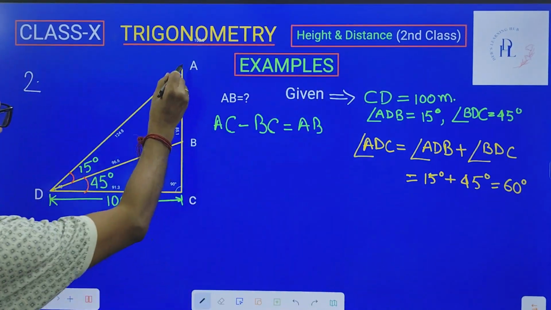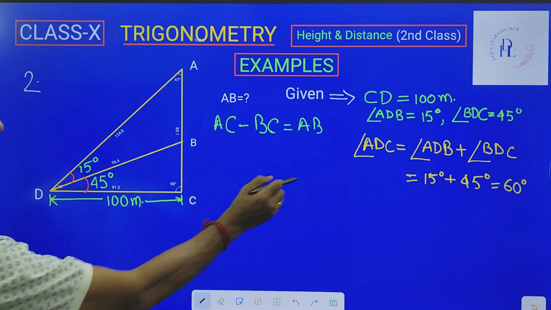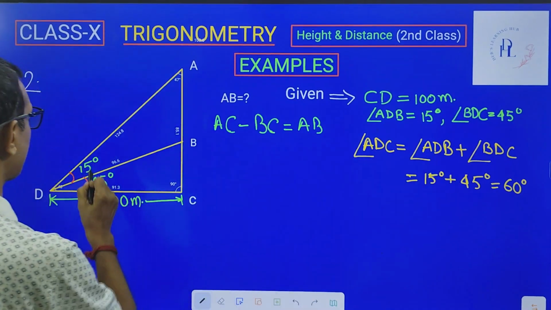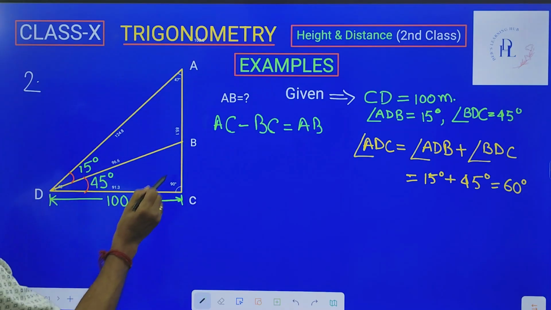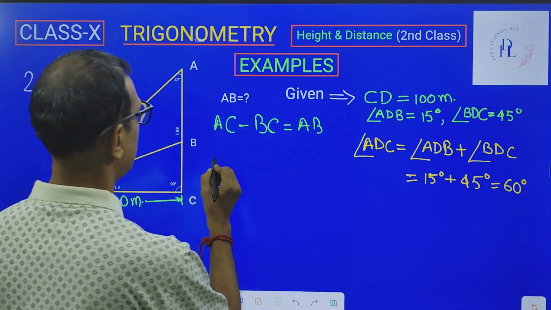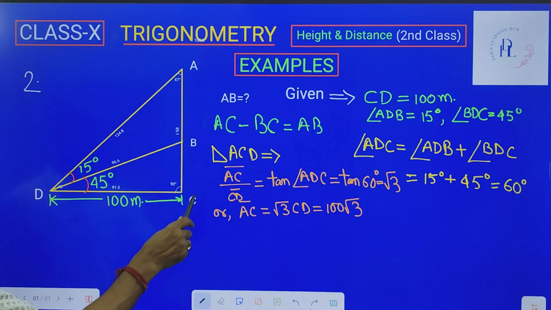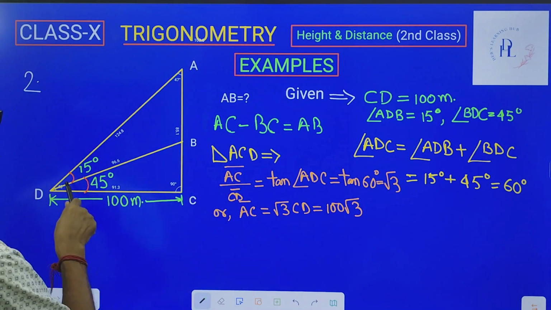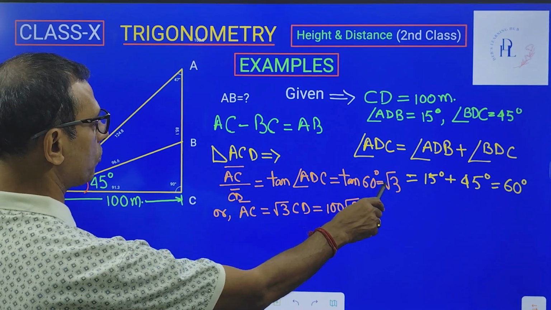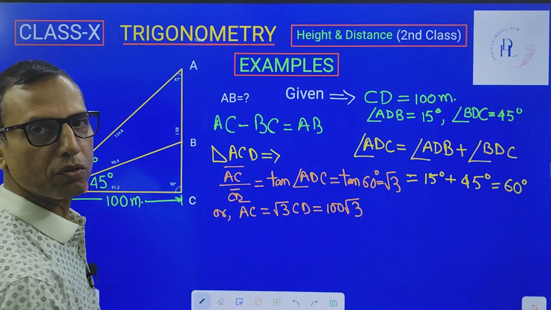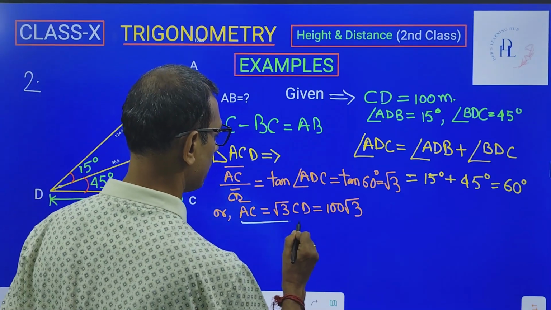So what is the value of angle ADC? That is 60 degrees, right? The summation of these two angles. Now from triangle ACD, you find the value of AC. AC by CD equals tan of ADC, the entire angle, that is tan 60 degrees, which equals root 3. So the value of AC is 100 root 3. That is already found.